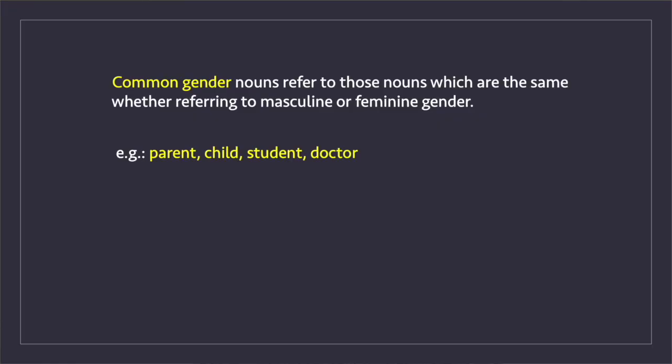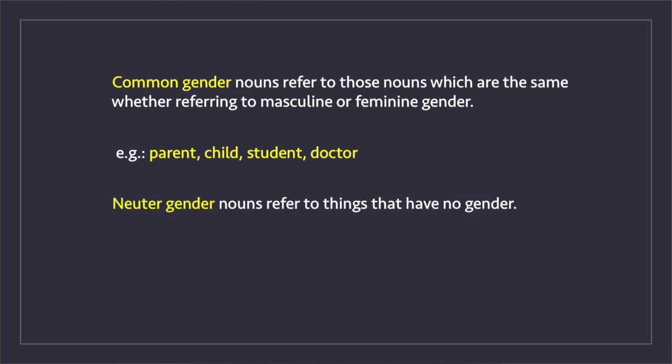Common gender nouns are those nouns which are the same whether referring to the masculine or the feminine gender. For example, you have parent, child, student, and doctor. When you talk about a parent, it can be the father or the mother, but you use the word parent. The next one is child. Here you can be referring to a girl or a boy child. The same about student and doctor.